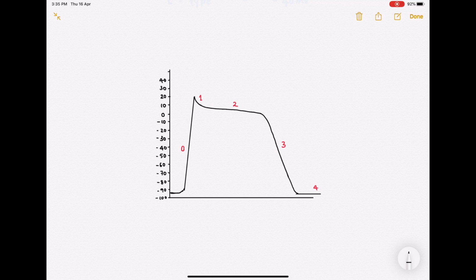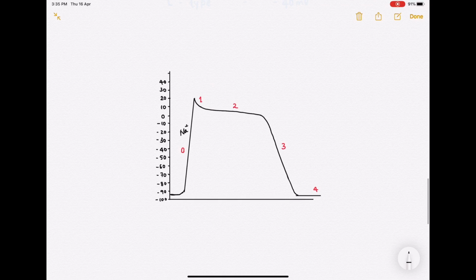Phase 0 is the upstroke of the action potential. This is due to the opening of the voltage-gated fast sodium channels. This is the depolarization, and thus we can correlate that this gives rise to the QRS wave in the ECG. By the time this positive potential is reached, the sodium channels go from open to inactivated stage. And then comes the phase 1, which is a slight repolarization due to a transient potassium current.